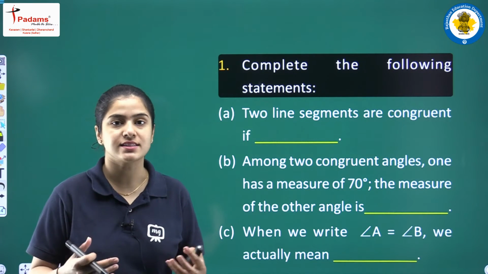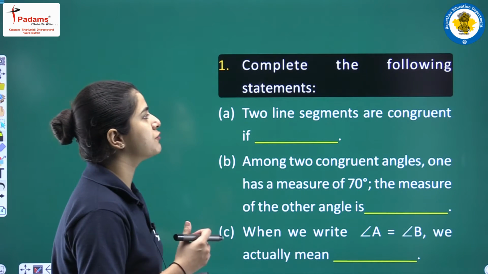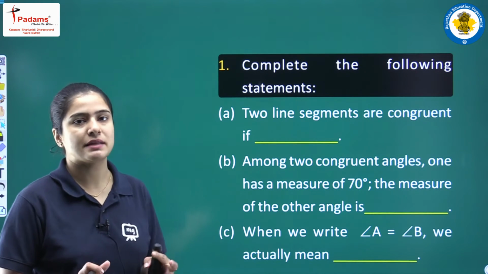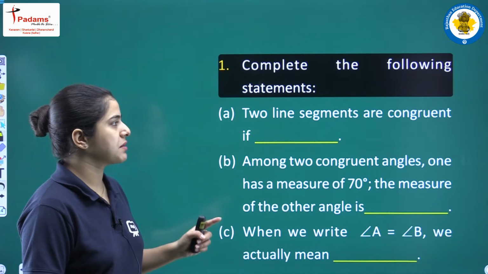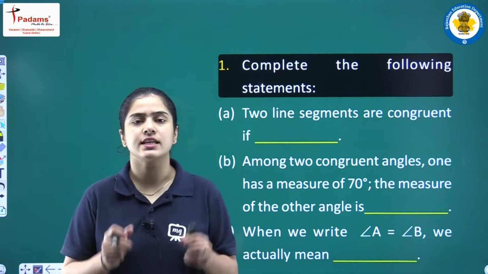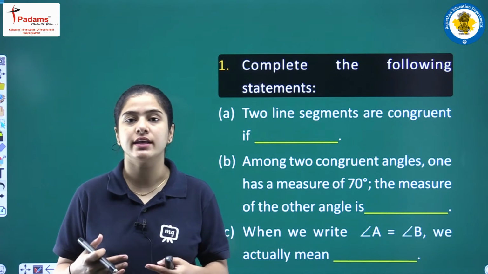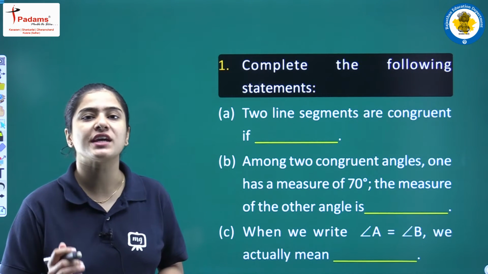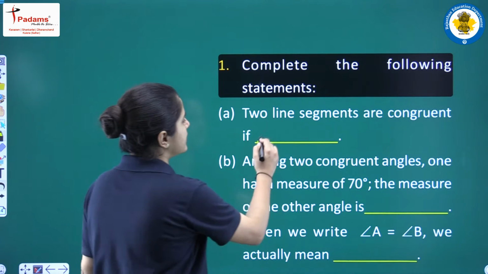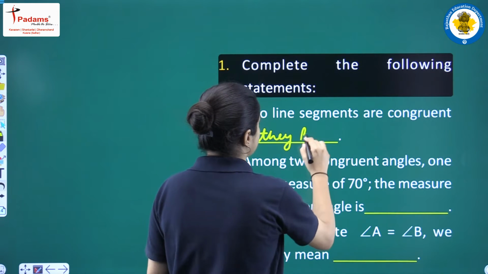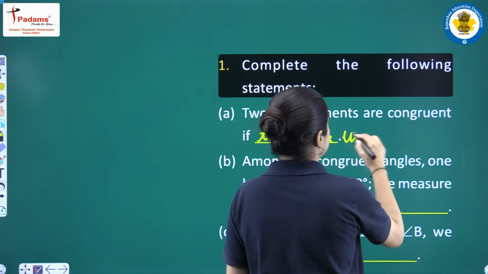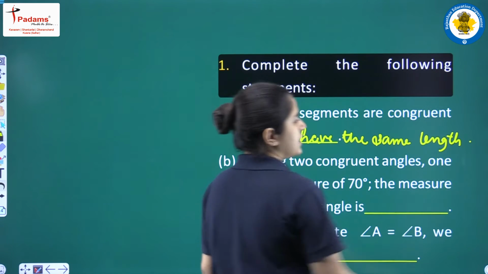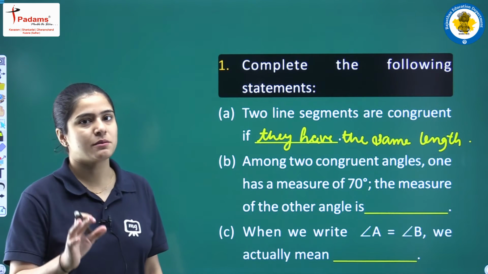Alright students, looking at the exercise, the first question is to complete the following statements. There are 3 statements given to us and we have to complete them. First statement, 2 line segments are congruent if. It is saying that if 2 line segments are congruent, then it means that they have the same length. तो उनकी जो length होगी वो क्या होगी? Same होगी. So if they have the same length, then and only then the 2 lines will be congruent.